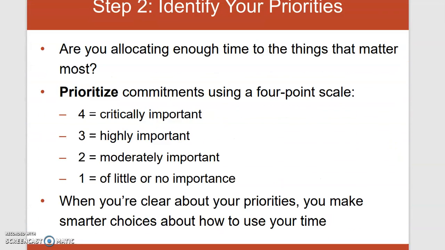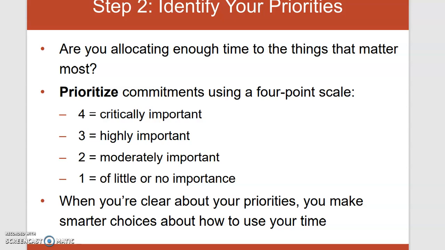After you've tracked your time for a week, then you're ready to identify your priorities. Prioritizing is really the key to this whole self-management concept. You would look at all of your activities in your life and determine how important they are to you and how important they are to achieving your goals and moving your life forward.